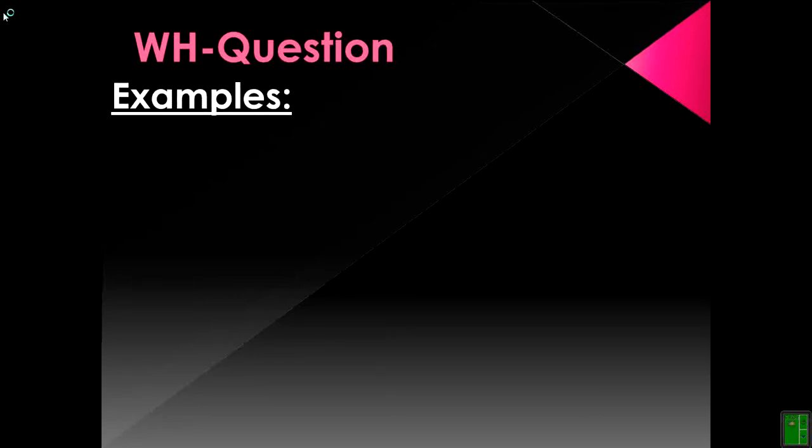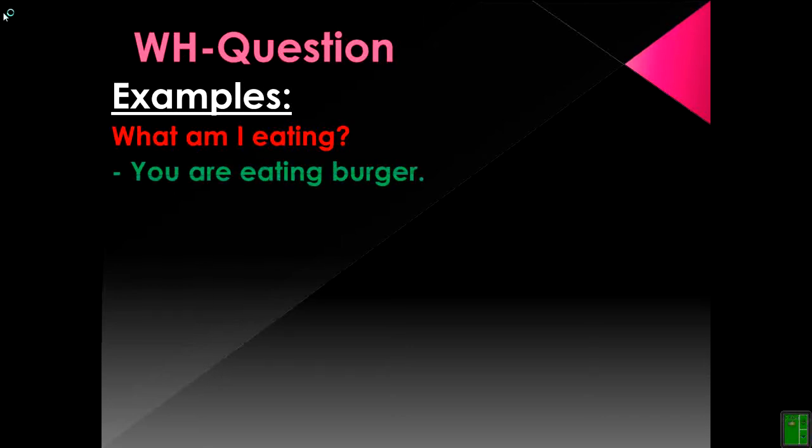Example number 1, what am I eating? This is the question. So we use the question word what, then the helping verb or the auxiliary verb am, then the subject I, then the verb plus ing, and then the question mark. So in the answer, you change am I into you are, then you add the verb, then you answer with burger about the question word what. So here I ask using what, so the answer is burger.